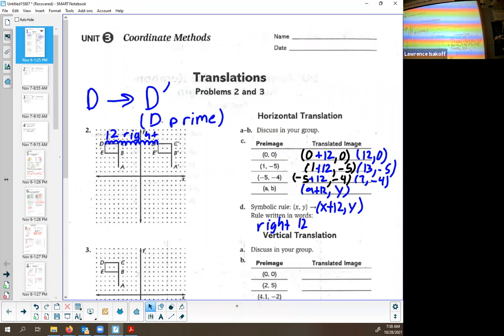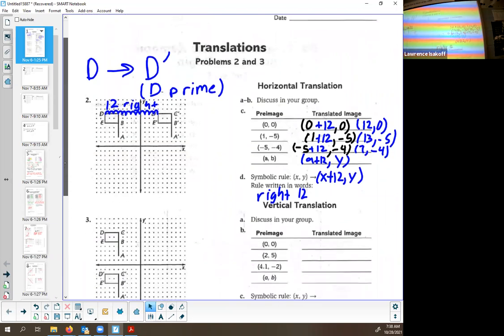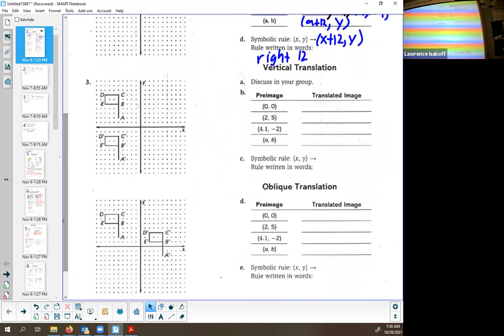Any questions about finding these new points here? Pretty easy, right? Moving left to right is pretty easy. Rotating is going to be more tricky. We're going to do that tomorrow. Let's take a look at moving up and down.